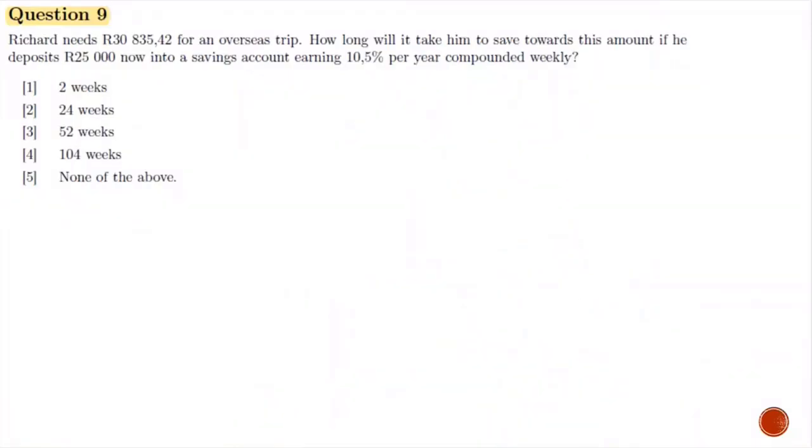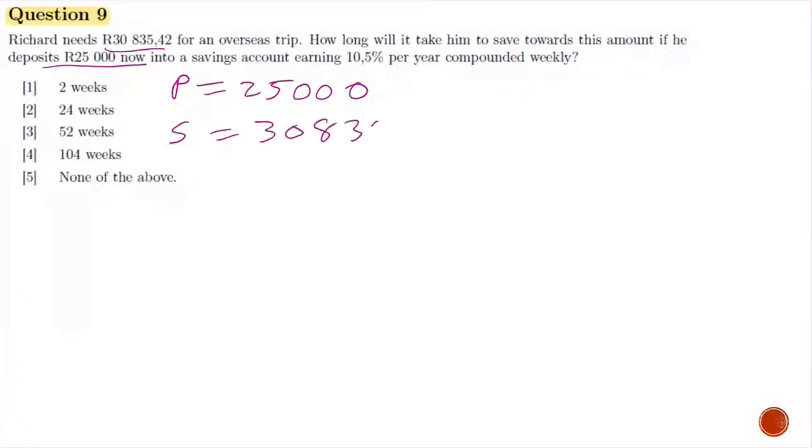Let's look at this one. Richard needs 30,000 for an overseas trip. How long will it take him to save money towards this amount if he deposits now? So now your P here is equal to 25,000. He needs the money for the future, 30,835.42. How long will it take? We don't know. If he deposits into a savings account earning, your interest rate is equal to 0.105.